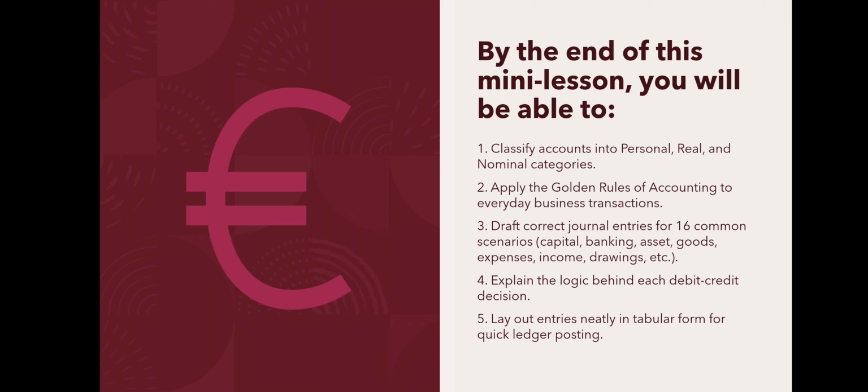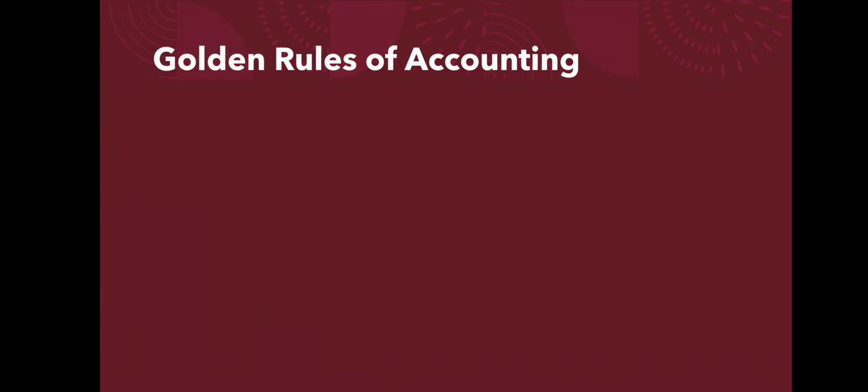Then we'll learn the logic behind each debit and credit, which we have done already, but here we'll do it again in detail. And then finally we'll learn all the journal entries. Ledger posting will not be in this video. Now we'll go over the golden rules. Not learn, we'll just revise them.